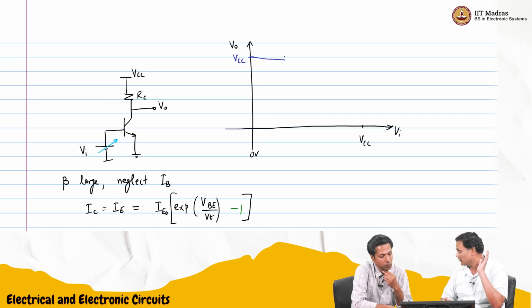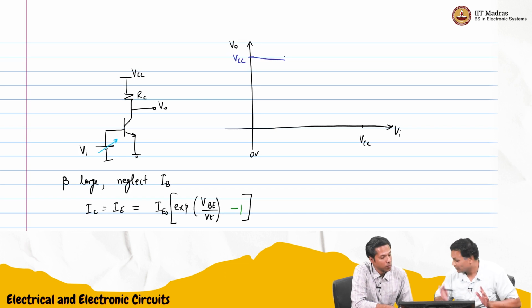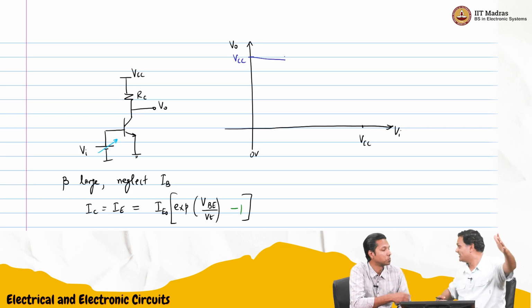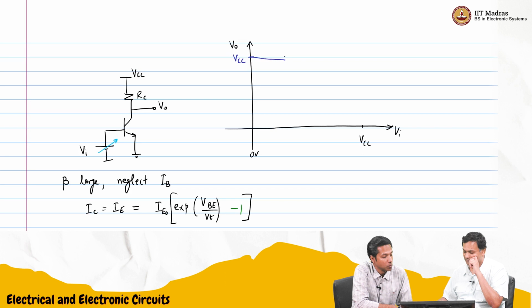a lot of current can flow, because then it is in the forward active region. In the forward active region, a lot of current can flow. A small change in Vi will give you a large change in current because it's exponential.